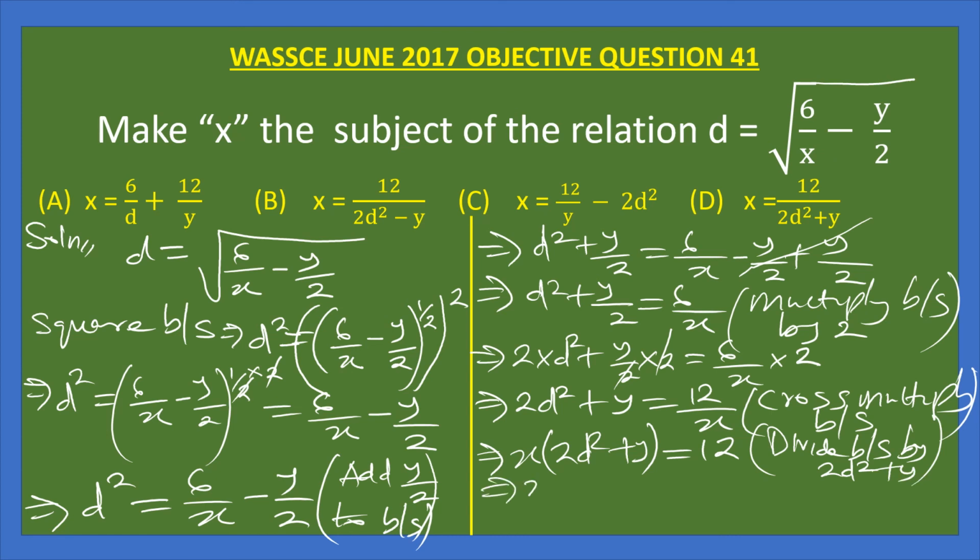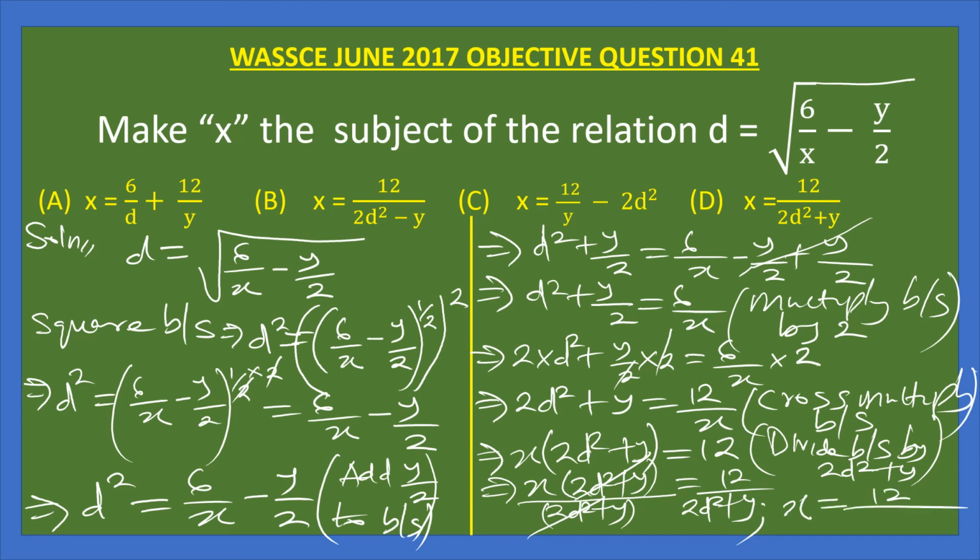This now gives us x into 2d squared plus y divided by 2d squared plus y equal to 12 over 2d squared plus y. What will happen? These two will cancel, making our x now to be equal to what? 12 over 2d squared plus y. Do we have that in the options? Let's check. Yes, 12 over 2d squared plus y, option D is the correct answer.